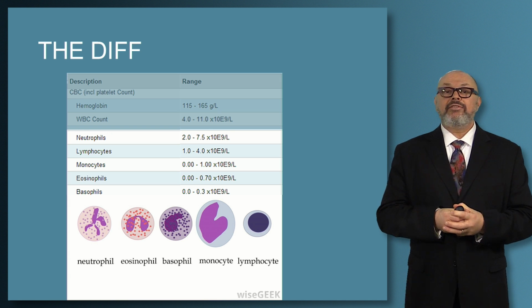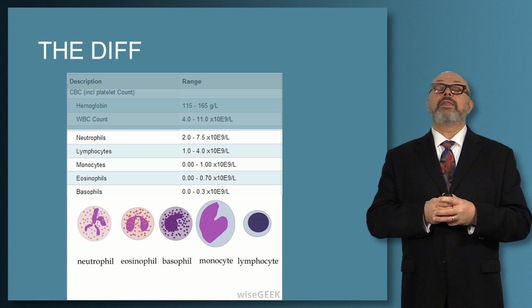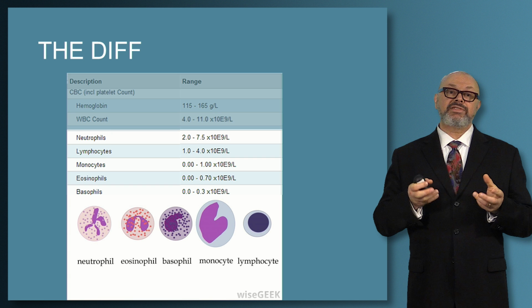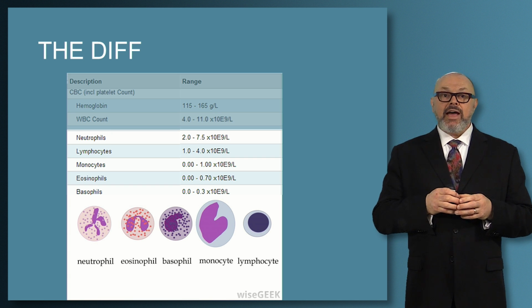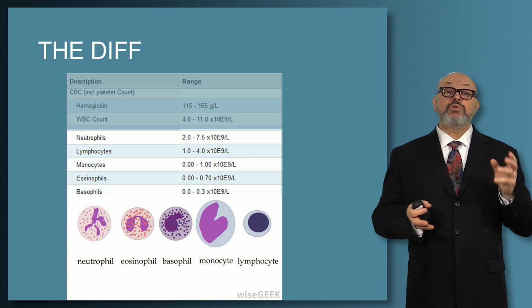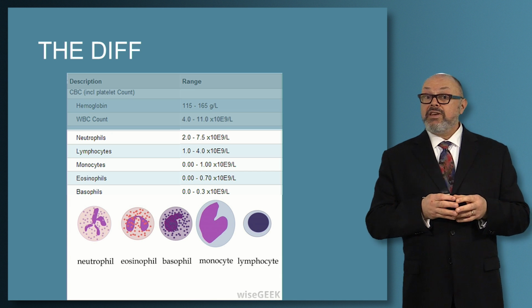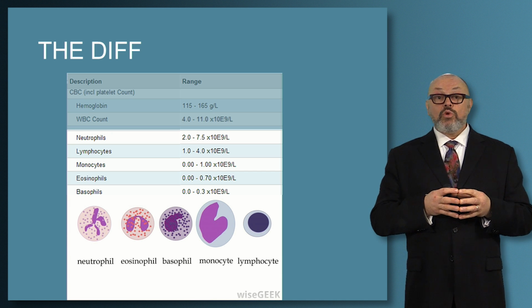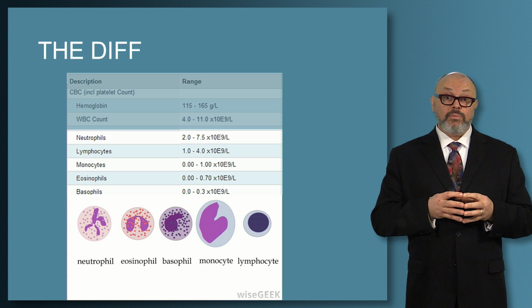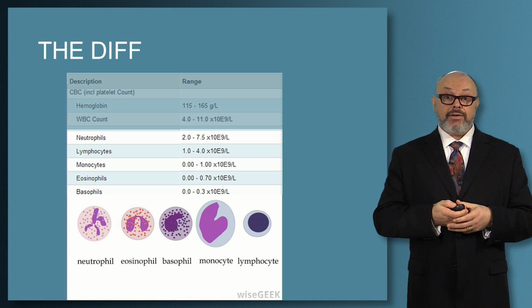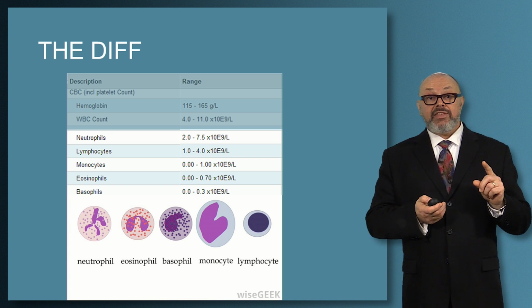Right, so that's the life or death zone. Let's move on to the diff. The diff is the differential white blood cell count, and it breaks down the total white blood cell count into its component categories. We've just reviewed in another video the 5 types of normal white blood cells found in the peripheral blood, and I've reiterated them here. Let's go through each of these.